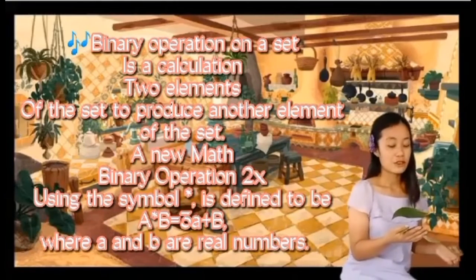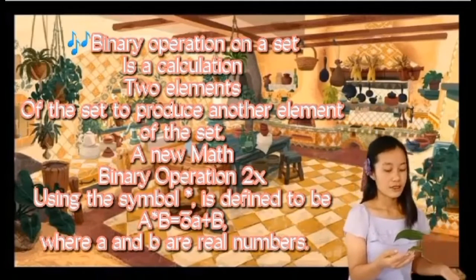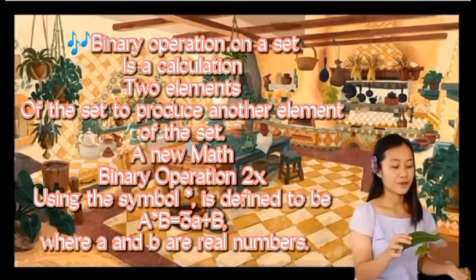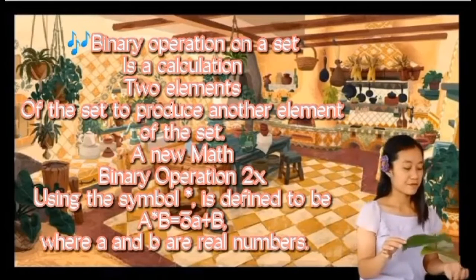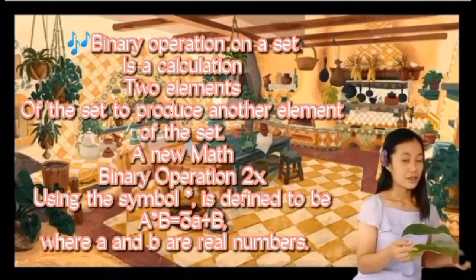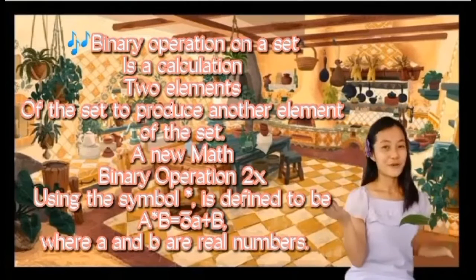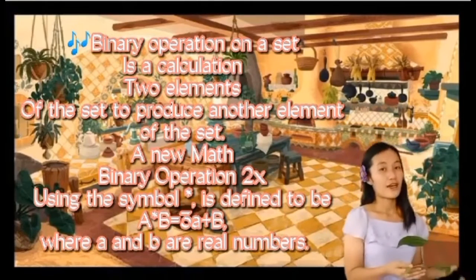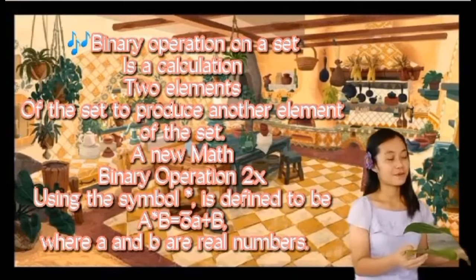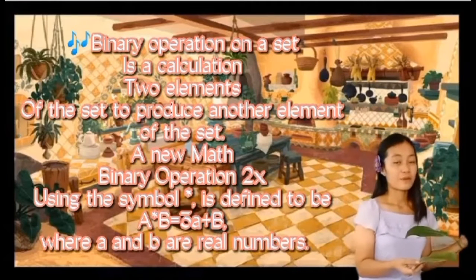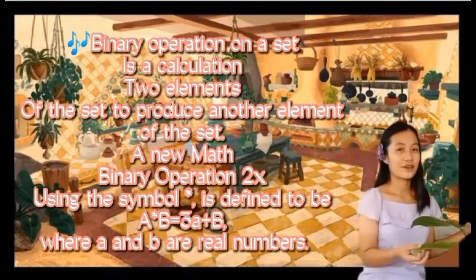Binary operation on a set is a calculation using two elements of the set to produce another element of the set. Binary operation.